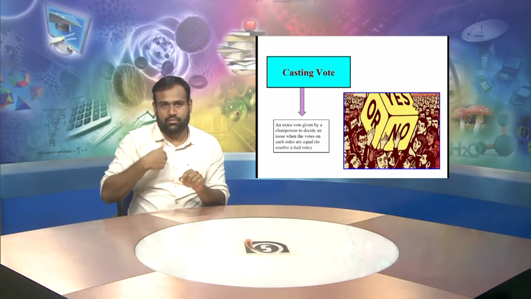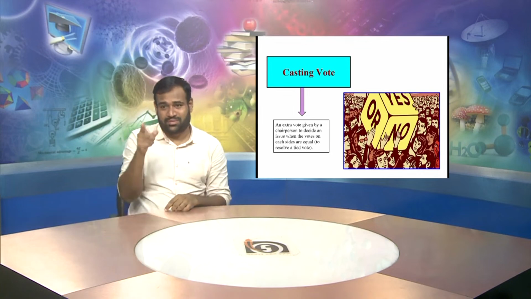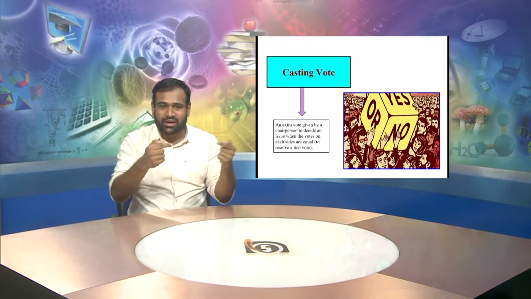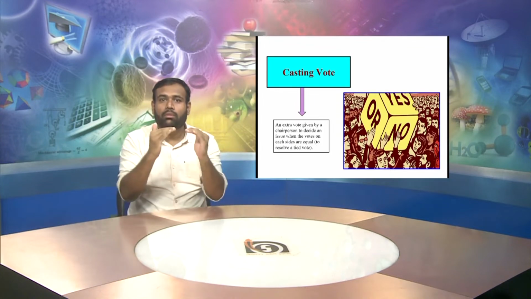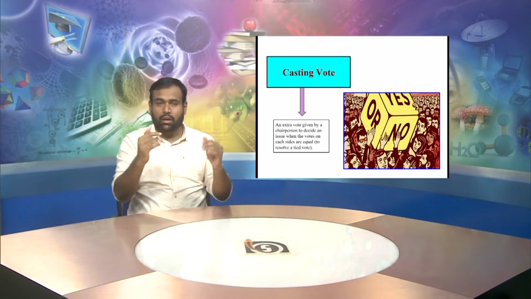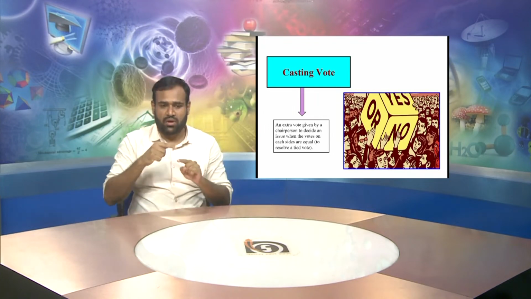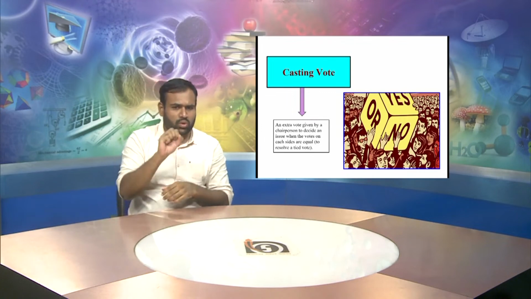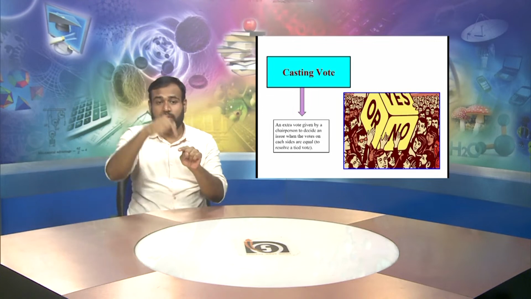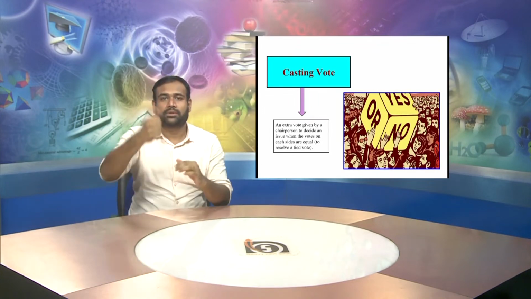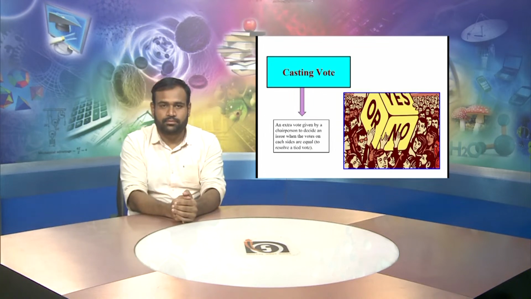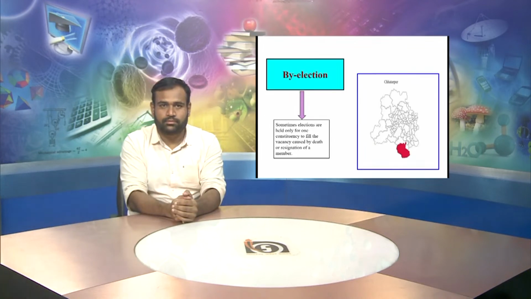This word is casting vote. It is an extra vote given by a chairperson to decide an issue when the votes on each side are equal, to resolve a tied vote. So the chairperson has to decide and cast a vote so that the problem of equal votes can be solved.